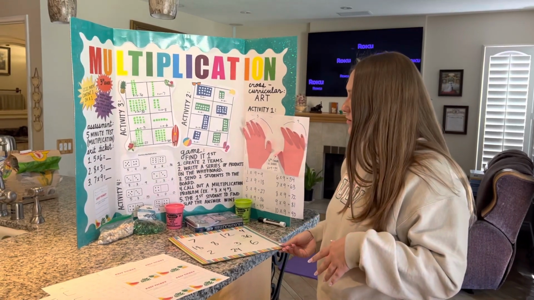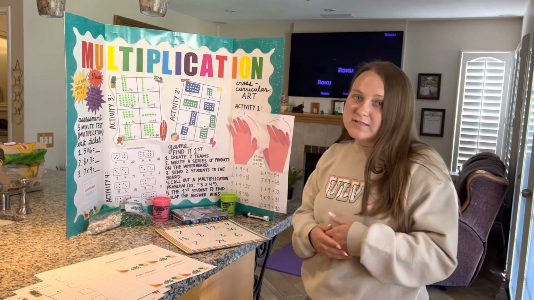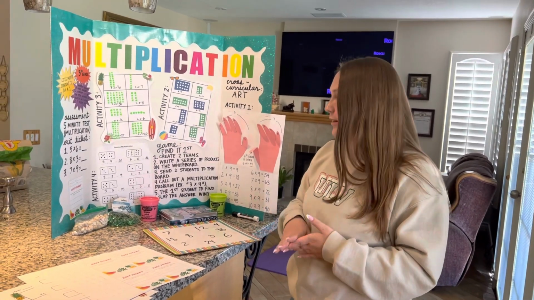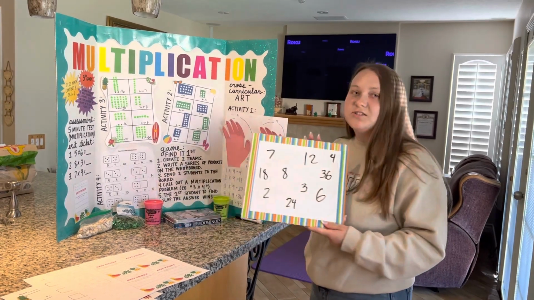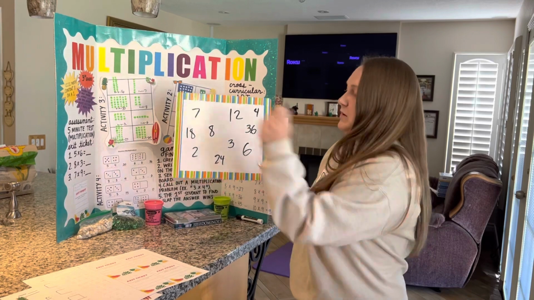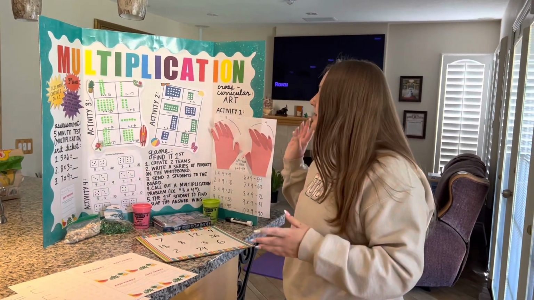The winning team would get a little prize, maybe going out to recess first, or a little early, or coming in a little later. Ideally you would use a clean fly swatter, so they can just slap it. So that is my multiplication math center.